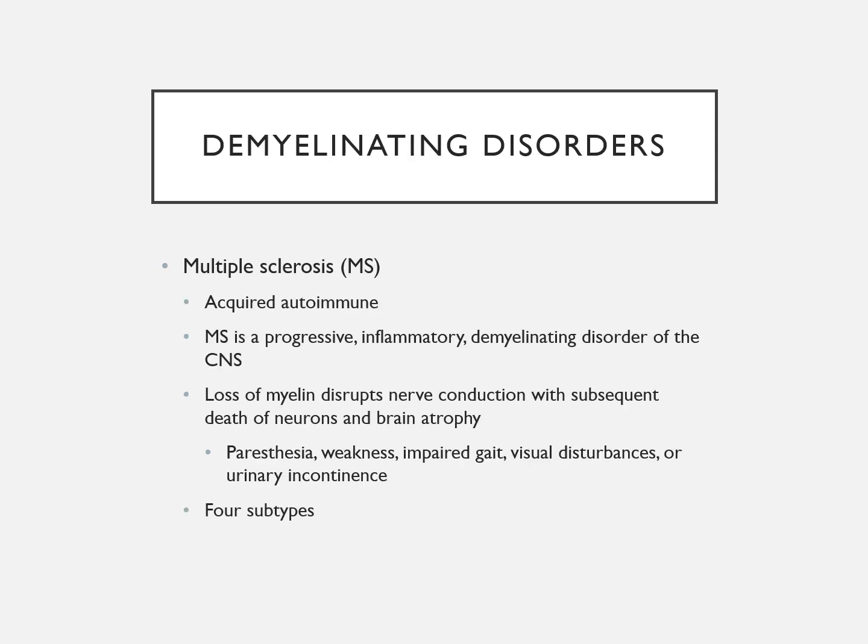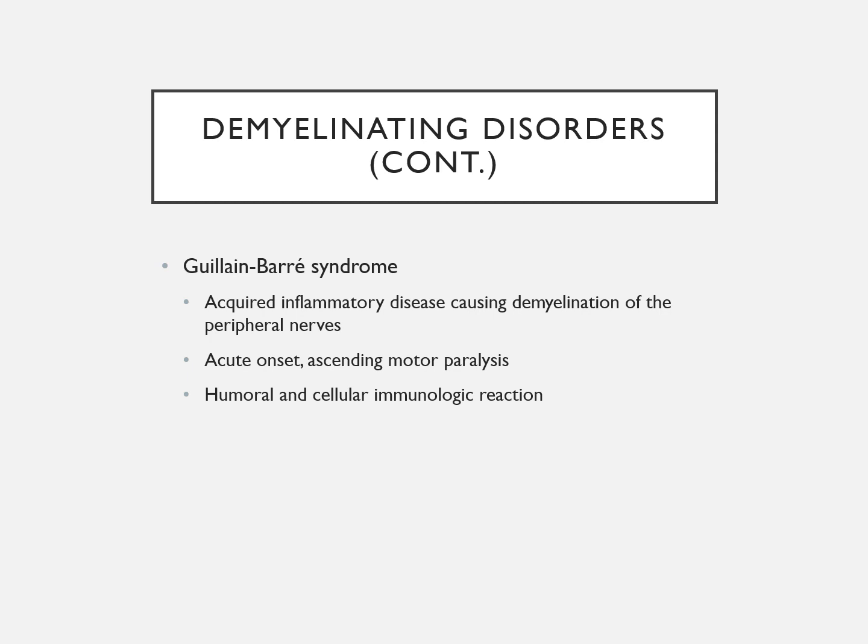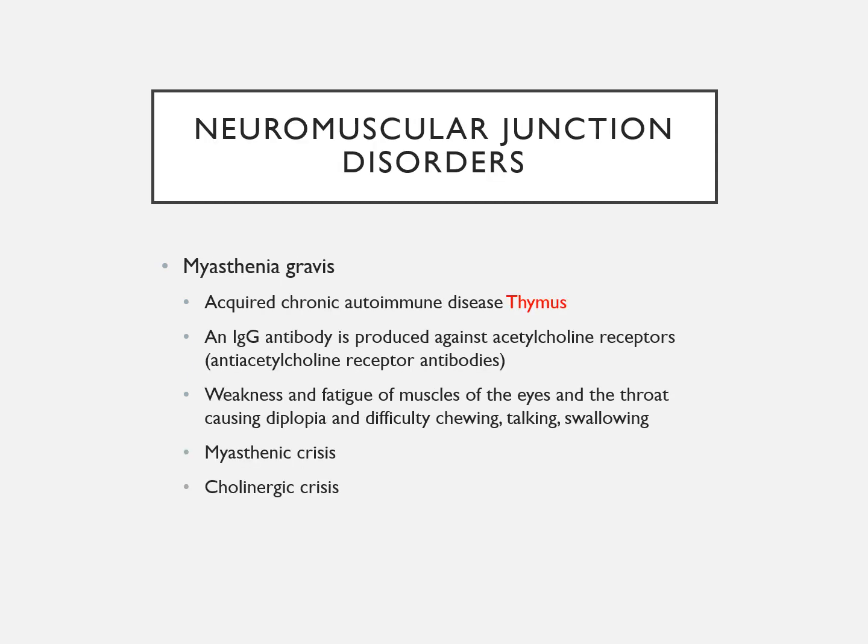Demyelinating disorders, multiple sclerosis is autoimmune. There are four subtypes of it. Guillain-Barré is an acquired inflammatory disease causing demyelinization of the peripheral nerves. Acute onset, ascending motor paralysis. Myasthenia gravis is an acquired chronic autoimmune disease affecting the thymus.